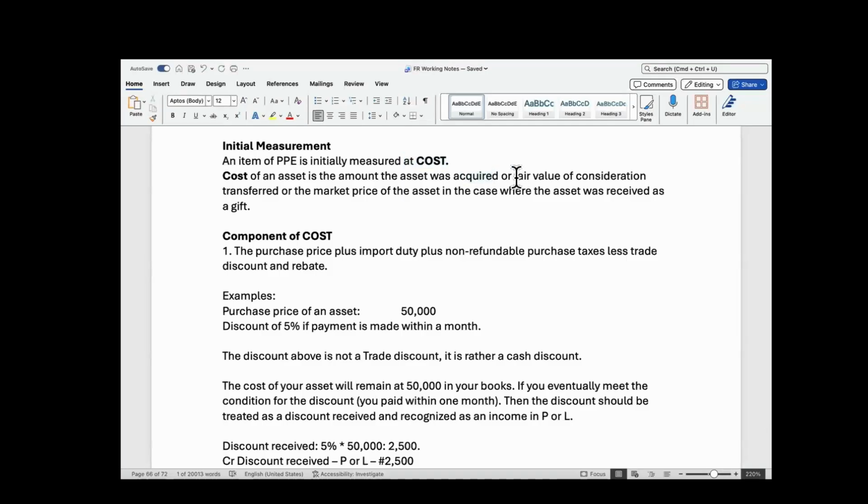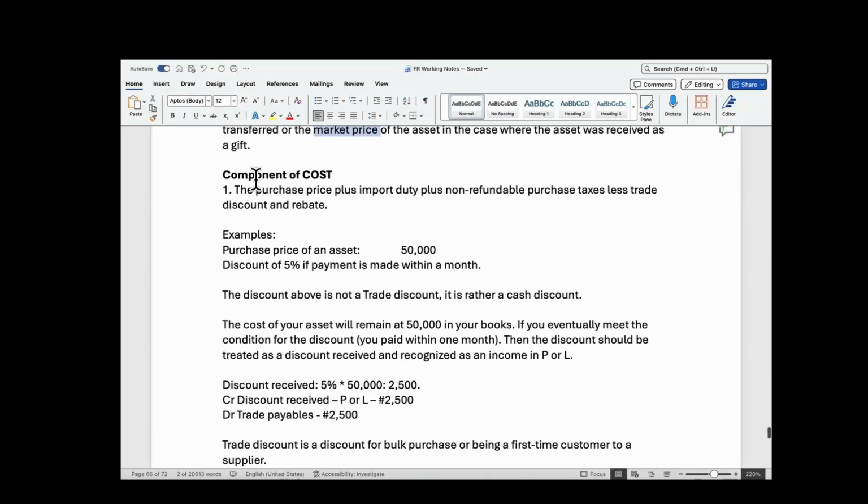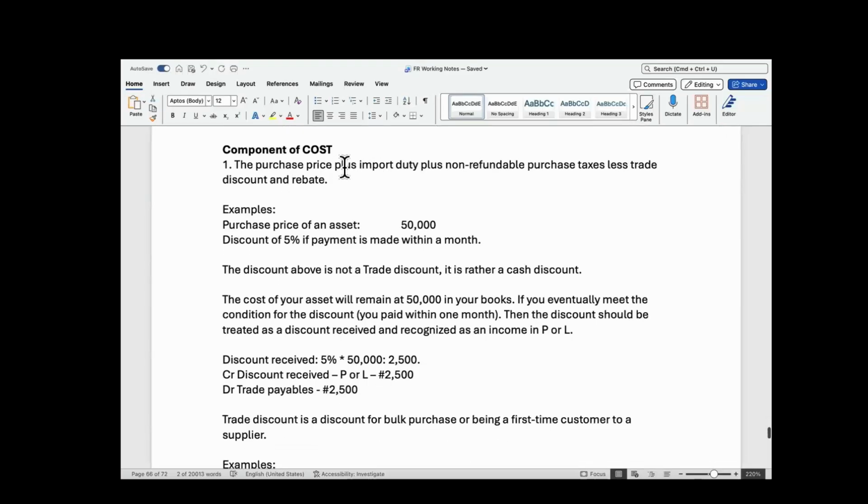or the fair value of consideration transferred if you did not pay, or you might have given something else. What's the fair value of that thing? Even if you are given it for free, what's the market price of the asset? That's the cost. There are four components of cost. One is purchase price plus import duty plus non-refundable purchase taxes, less trade discounts and rebates.